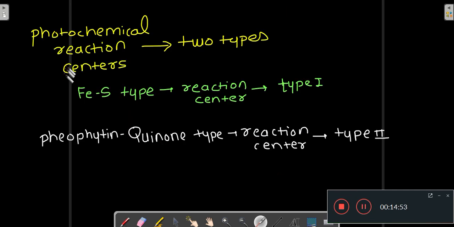The photochemical reaction centers are also of two types: FeS type reaction center, which is known as type 1, and pheophytin quinone type reaction center, which is type 2. Type 1 and type 2 are the two types of photochemical reaction centers.